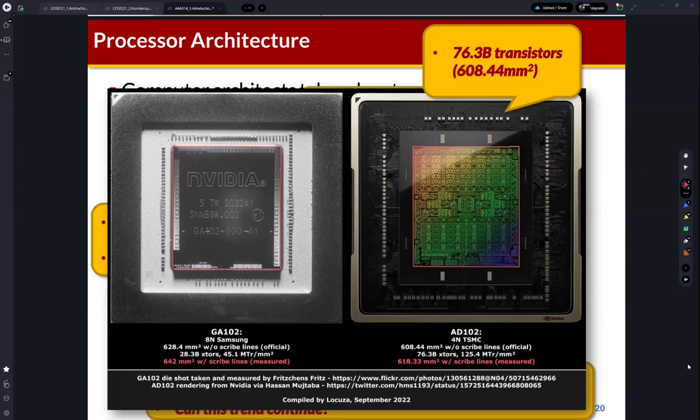But recently it's very difficult to reduce the size of a transistor. Currently it's 3 nanometer by TSMC, but the cost is very high because of low yield. Also, Samsung is trying to develop the 2 nanometer or 3 nanometer, I don't know, but I think it's not easy because of low yield.